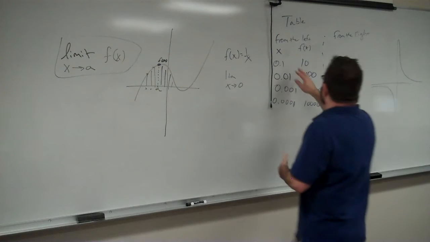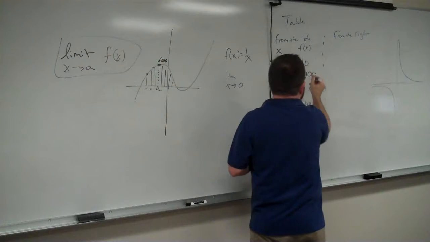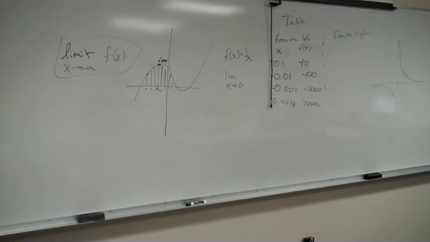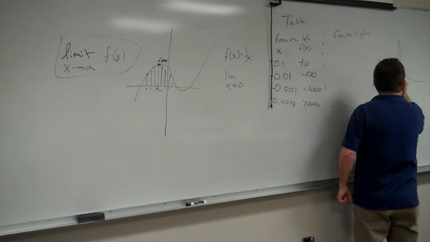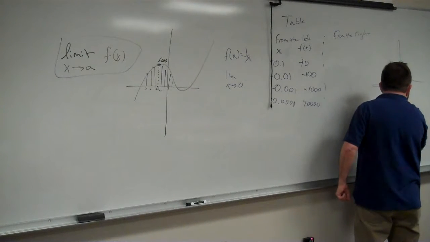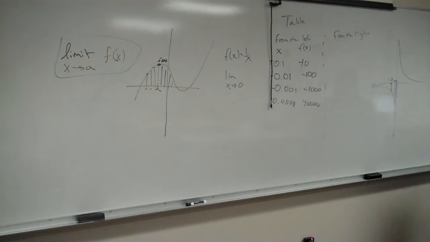I'm sorry, this is supposed to be from the left. I'm going to put negative signs in front of all this. Sorry. Because we're coming from the left side. So we started off at negative 0.1, and we came there. And then we put negative 0.01, and we got this. And negative 0.001, we got this. And we're finding out that we're not getting closer to some single value, we're blowing up.